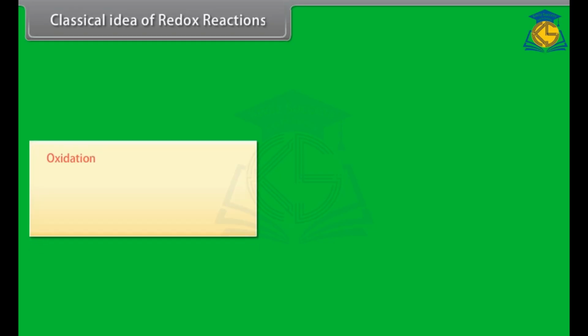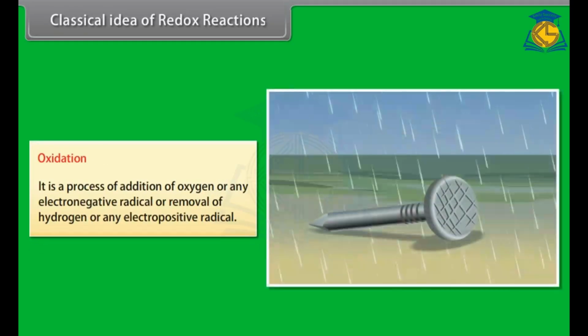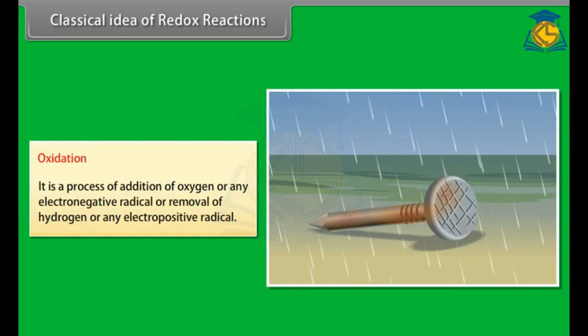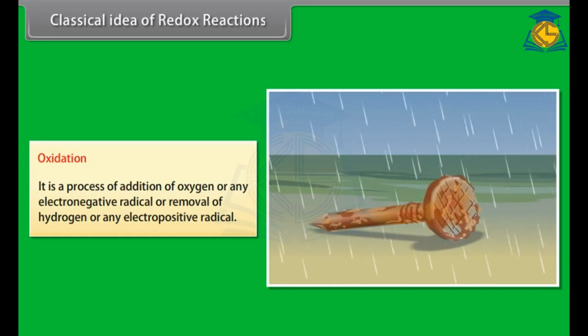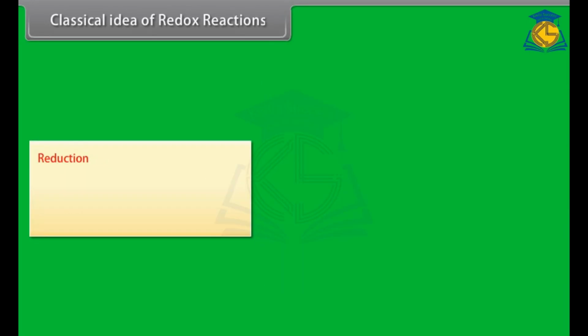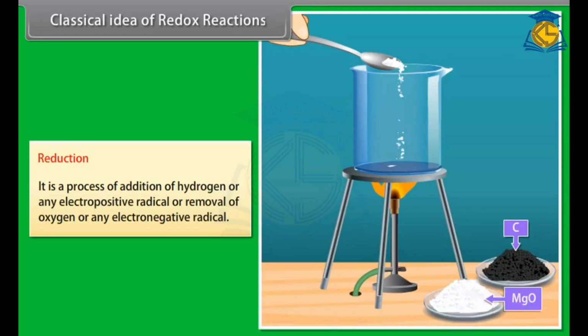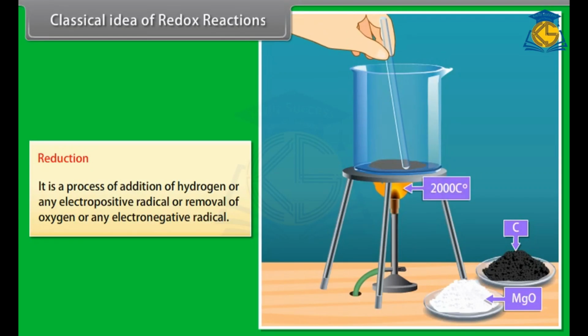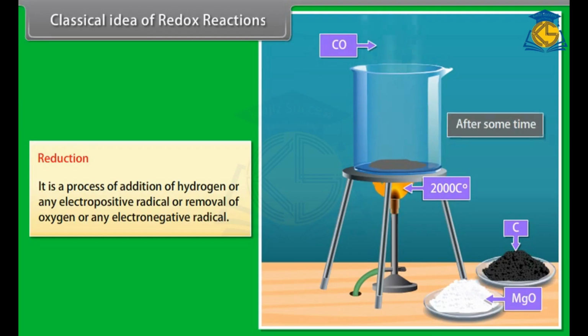Classical idea of redox reactions. Oxidation. It is a process of addition of oxygen or any electronegative radical or removal of hydrogen or any electropositive radical. Reduction. It is a process of addition of hydrogen or any electropositive radical or removal of oxygen or any electronegative radical. Let us take some examples for better understanding of the redox reaction.